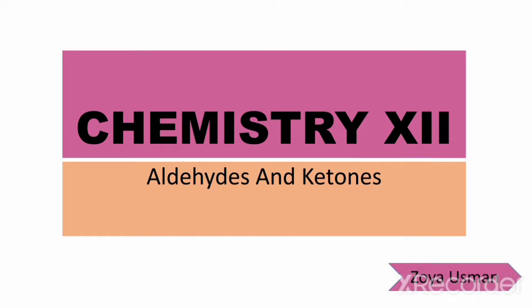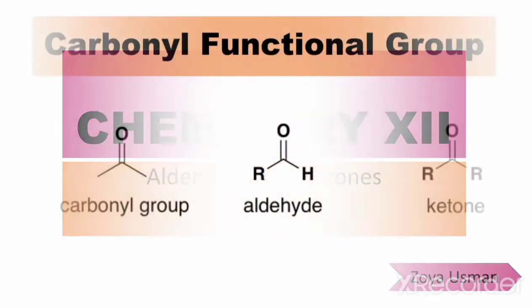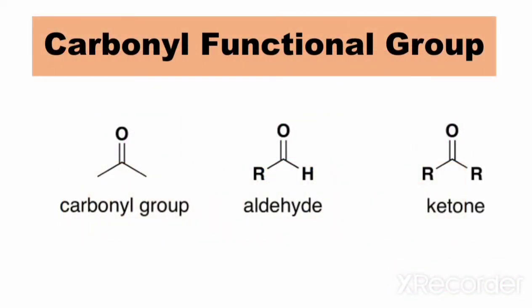In this video, we will start a new chapter, that is aldehydes and ketones. So, firstly, we will see the carbonyl functional group before starting our first topic, that is nomenclature of aldehydes and ketones. So in the carbonyl functional group, there is a carbonyl group in which the carbon has a double bond with the oxygen atom, and the other two bonds with the hydrocarbons or R chain.